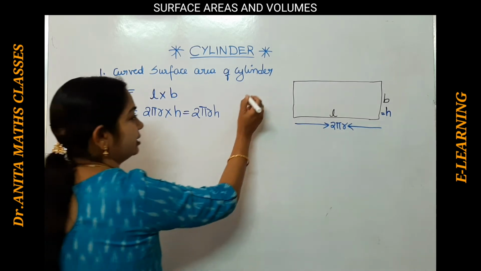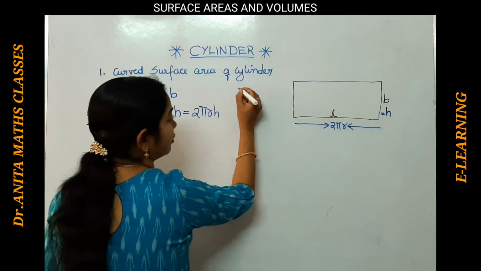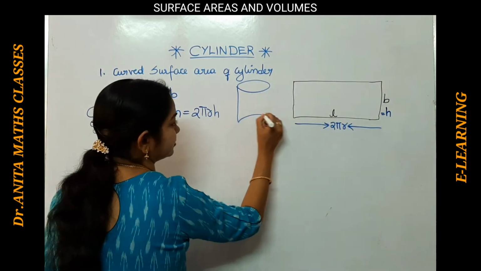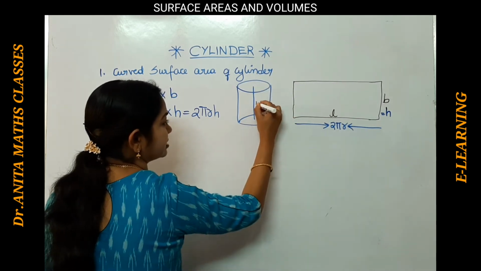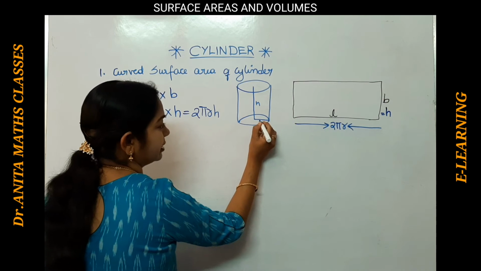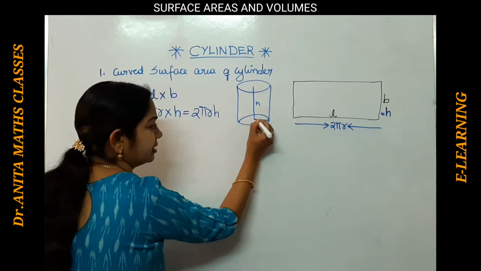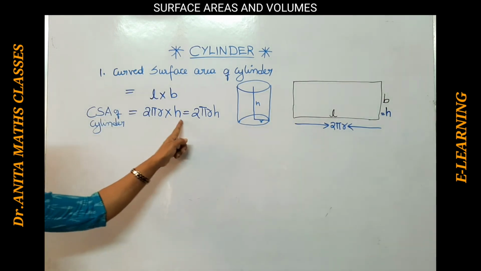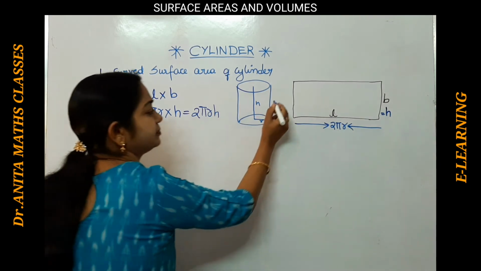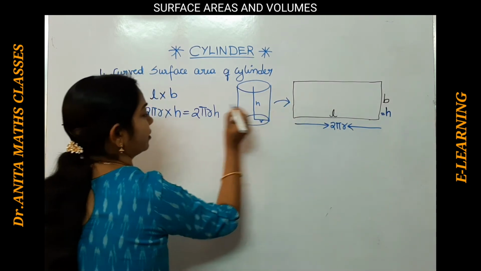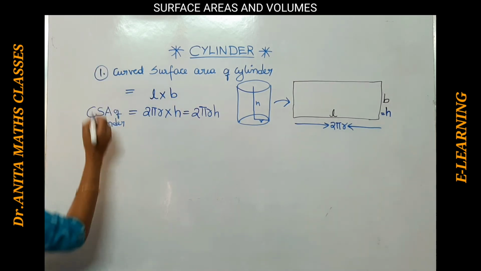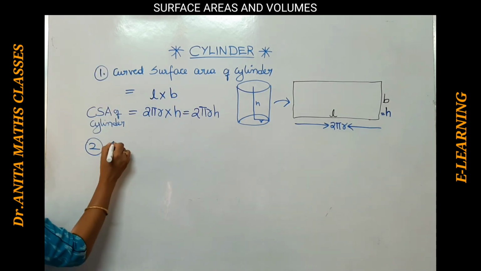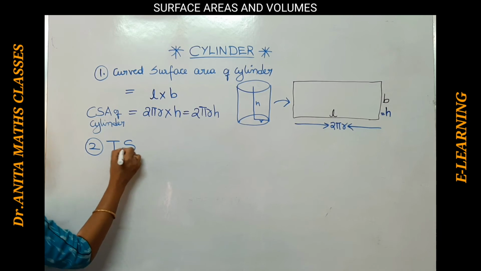Now that means here this has been rolled and formed in the form of a cylinder, isn't it? So this is the actual shape of a cylinder, where this is the height and this is the radius. For the base circle, this is the radius, isn't it? So 2 pi r h is the CSA of the cylinder. Now we will calculate the second one, that is the total surface area, TSA.